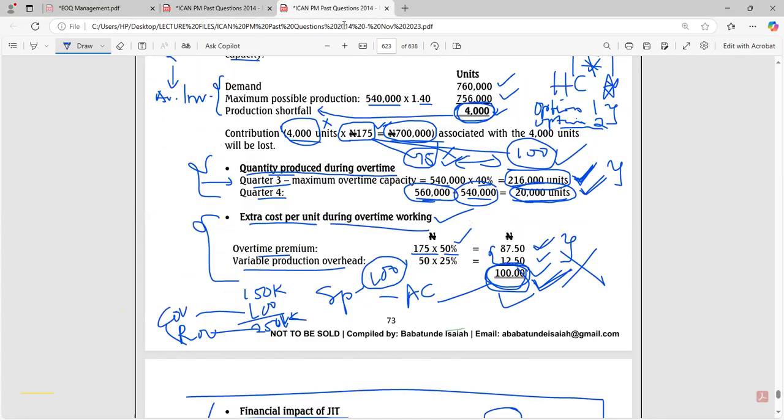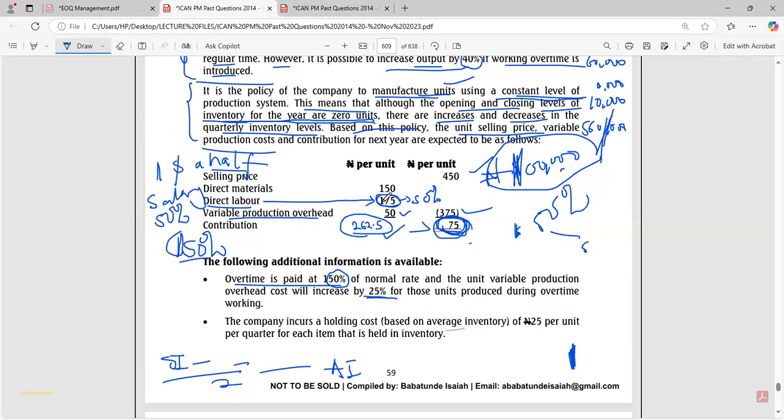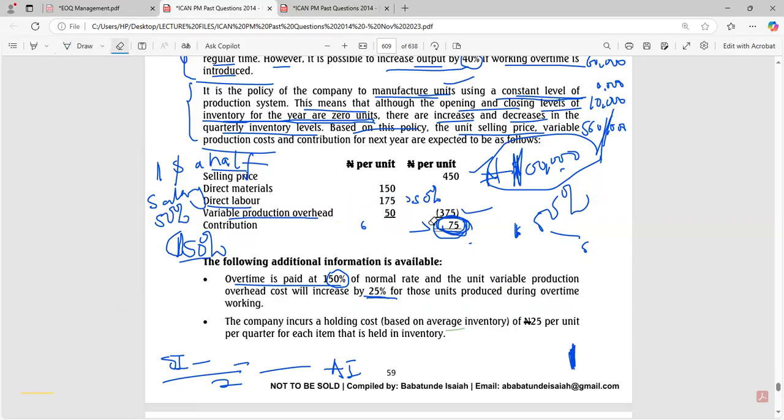See, let me tell you this question. So many lecturers have sent this question to me to solve, because they are unable to get this 175. I'm giving it to you free. Look at what they were doing. I can't use the word contribution here. So this contribution is supposed to be selling price minus variable cost. What many of my colleagues were doing was that they came to the question here. Let me tell you what they did.